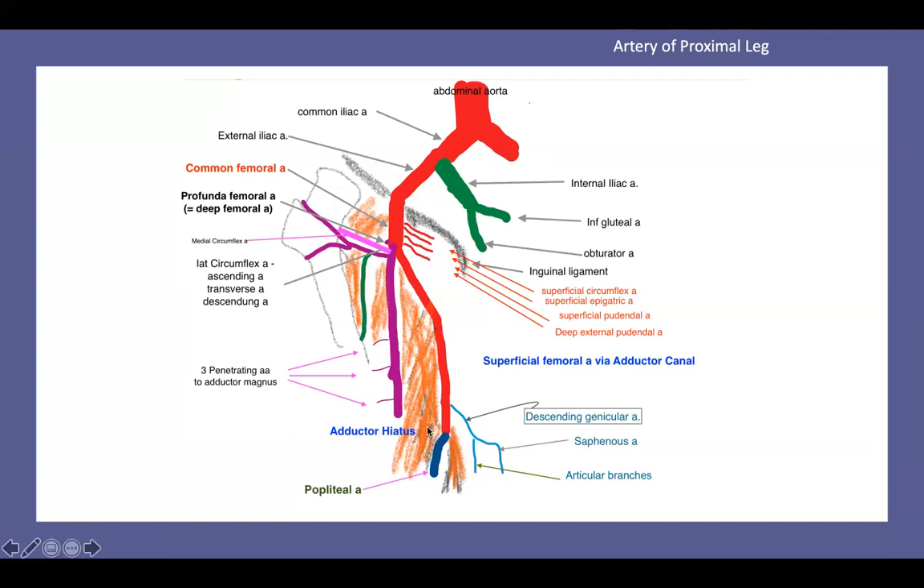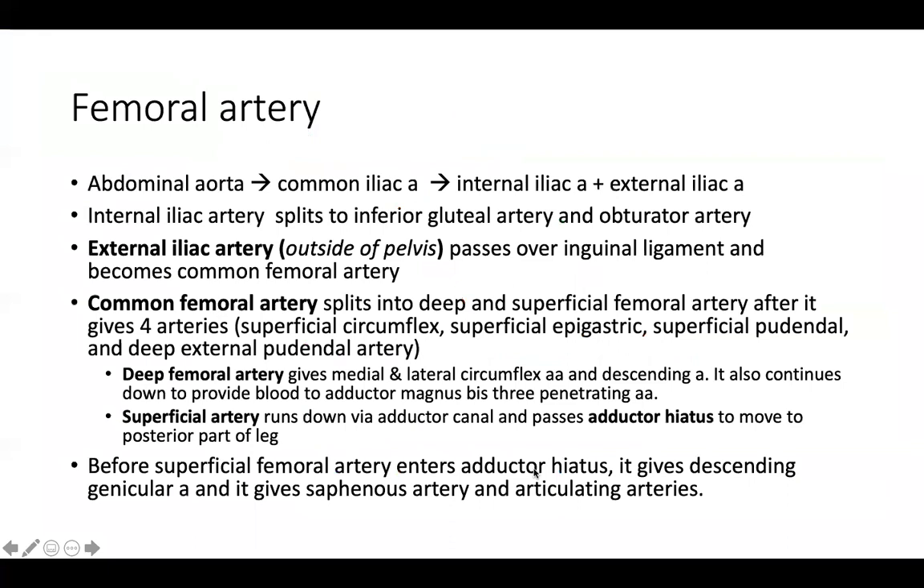But before it passes the adductor hiatus, it gives a descending genicular artery to the knee joint and the saphenous artery, articular branches. And then let's review the femoral artery again. So, okay, let's start with the abdominal aorta, common iliac artery, and the common iliac artery becomes internal iliac and external iliac artery. The internal iliac artery splits into two, the inferior gluteal artery and obturator artery. The external iliac artery is more important for us because it is outside of the pelvis when it passes over the inguinal ligament, and then it becomes the common femoral artery.